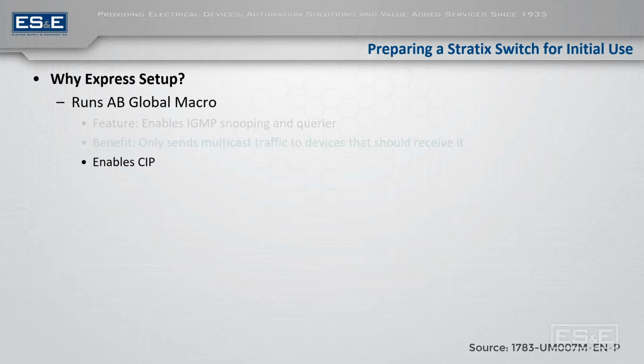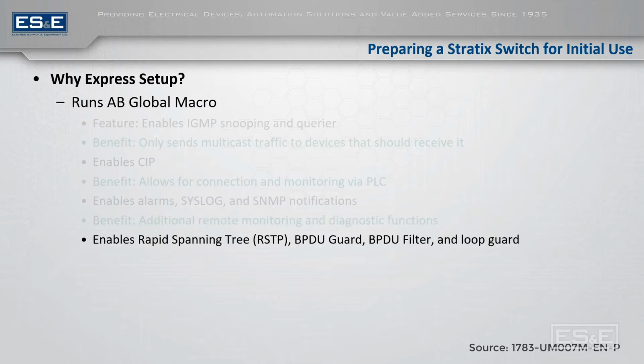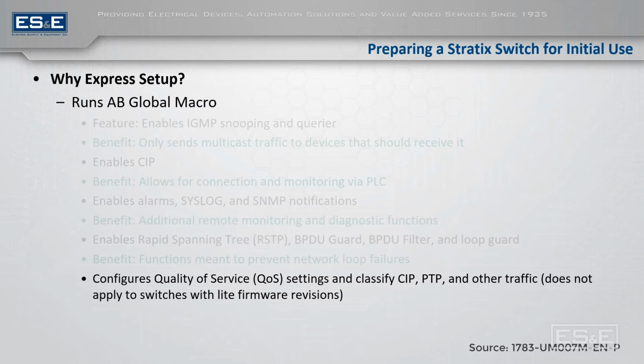It enables CIP, or Common Industrial Protocol. This allows for a connection and monitoring via PLC. It enables alarms, syslog, and SNMP notifications. Benefit, additional remote monitoring and diagnostic functions. Enables rapid spanning tree, BPDU guard, BPDU filter, and loop guard. Each of these functions are meant to prevent network loop failures. Finally, it configures quality of service settings to classify CIP, PTP, and other traffic. The benefit? It prioritizes time-sensitive traffic.